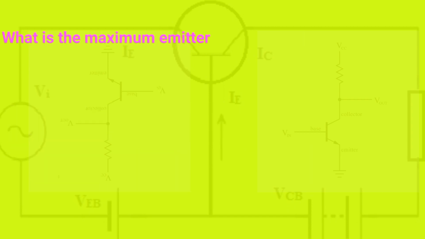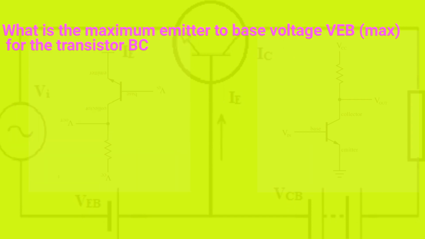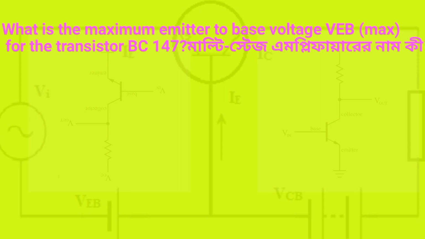What is the maximum emitter to base voltage VEB for the transistor BC147? Option A 4 volt, Option B 5 volt, Option C 6 volt, Option D 8 volt.